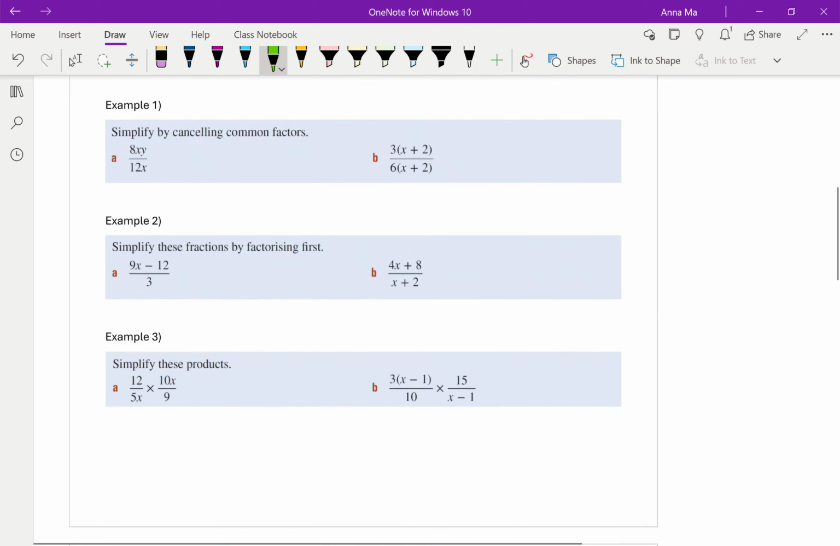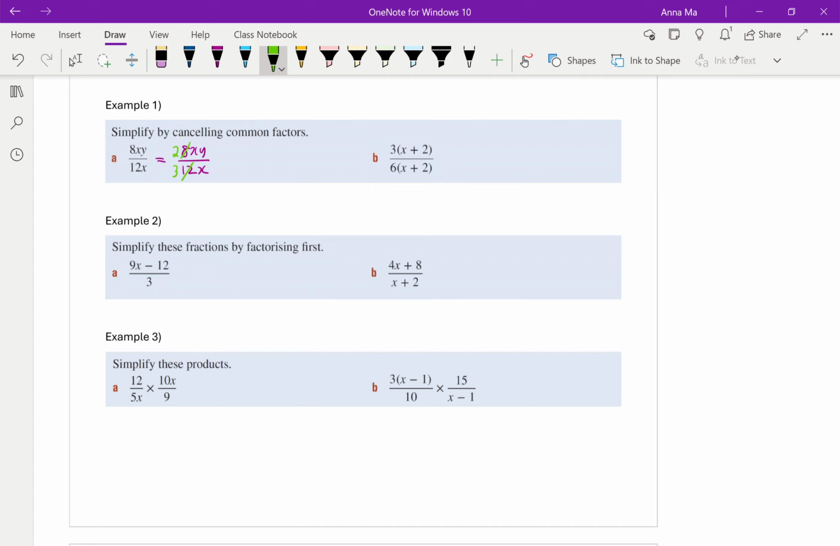Okay, you will copy down the examples in your books, but as I always tell you, don't write down the worded bits, just write down the actual questions. So example number 1, simplify by cancelling common factors. So for this one, let me just copy down the actual fraction so you can tell the difference between the actual question and my working out. What I'm going to do is, first of all, I will divide both 8 and 12 by 4. And you should get 2 and 3 left over, so I write that at the front.